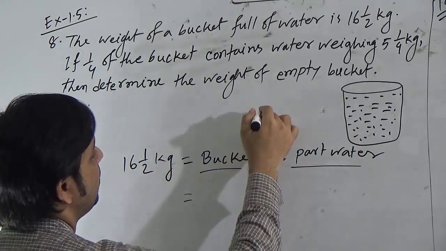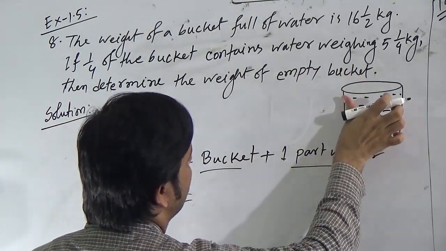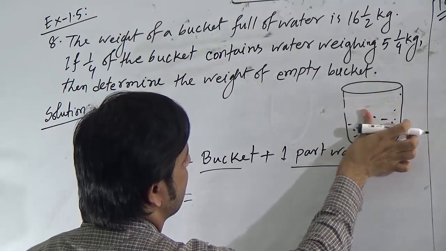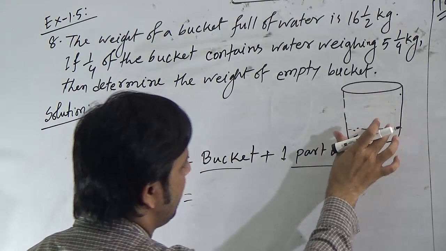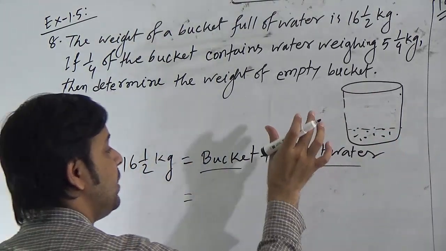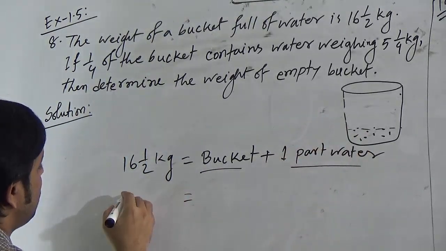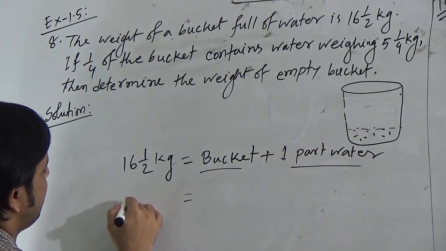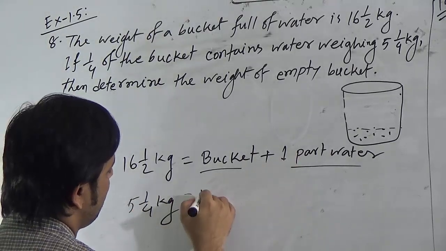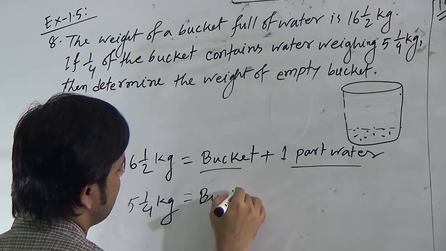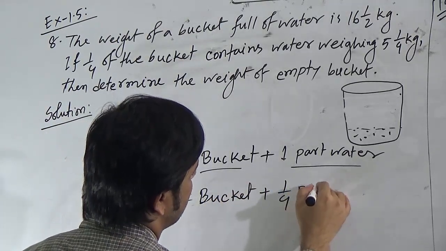And if the bucket is 1/4 part filled with water, suppose this is a 1/4 part filled bucket. Now if you want to measure the weight, then you have to weigh the water with the bucket. So this weight is 5 integer 1/4 kg. Here also you will get the weight of the bucket and 1/4 part water.